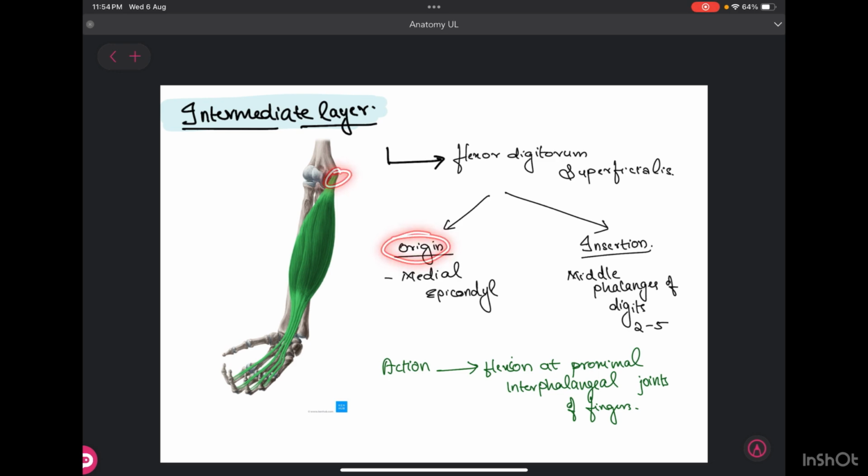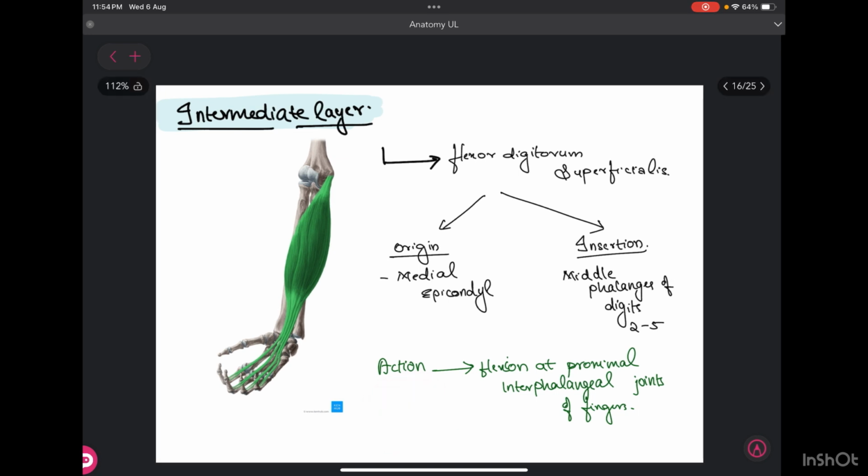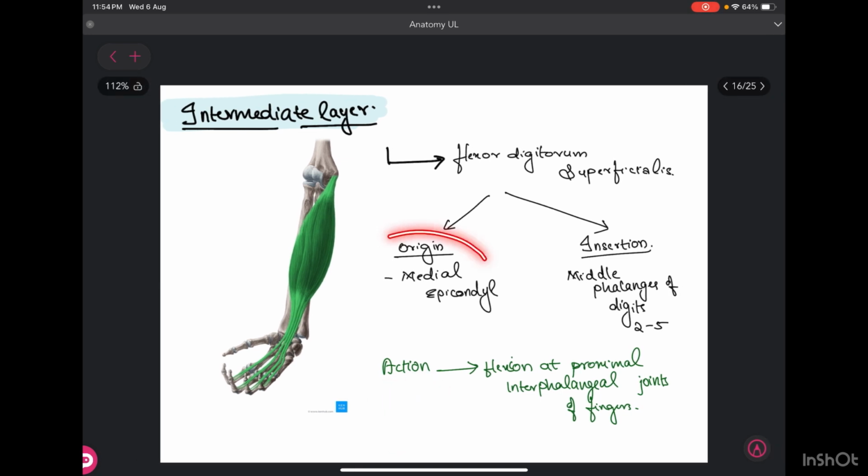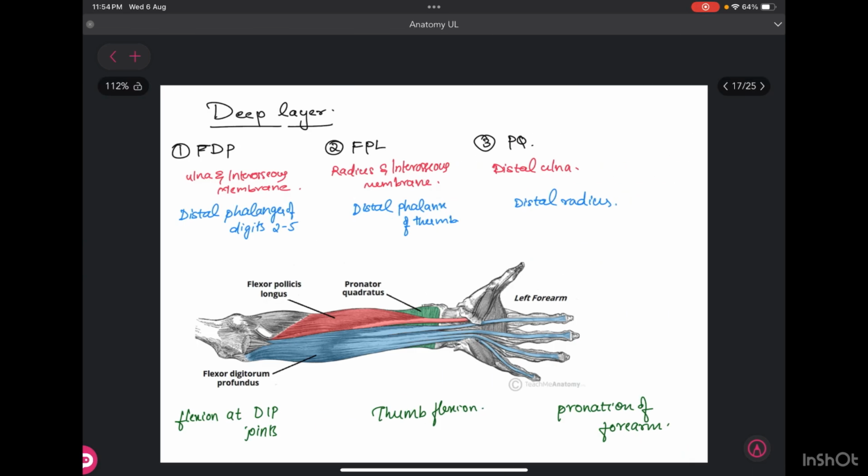And what is the origin? Of course, it is the medial epicondyle. And what will be the insertion? Of course, it is digitorum, so it will be inserted into the digits. It is the middle phalanges of the digits, second to fifth. And what is the action? Action is flexion at the proximal interphalangeal joint of the fingers. It is flexion of the PIP. So that is all about the intermediate layer. Origin is common with the superficial layer. Insertion, I guess you got it.